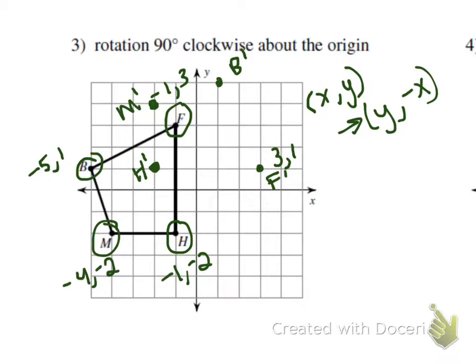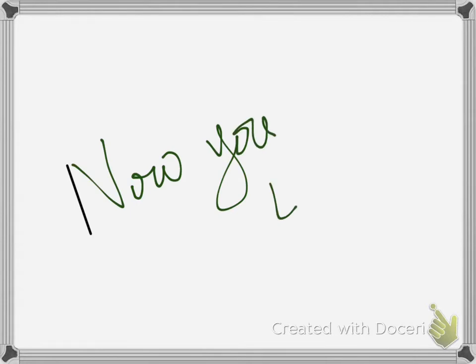And you can see that the relationships between these points also stay the same. So, for instance, M and H are 3 units apart horizontally, and now M prime and H prime are 3 units apart vertically because they have been rotated. Now you give it a try.